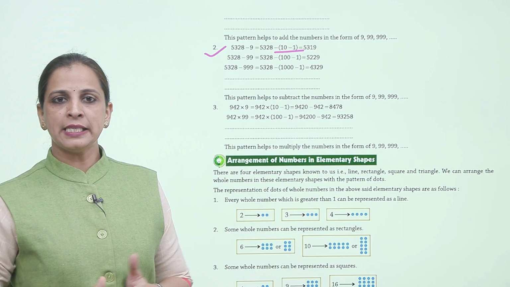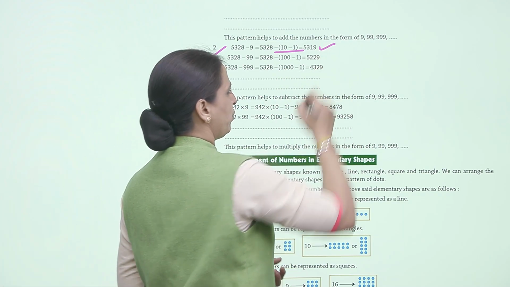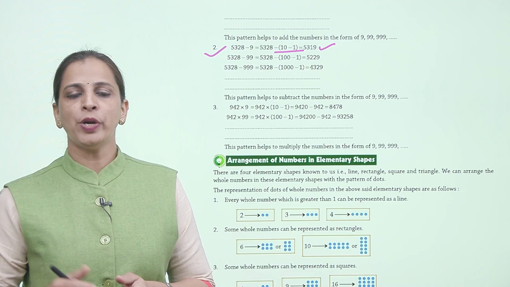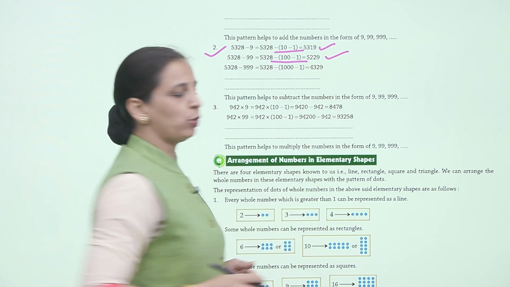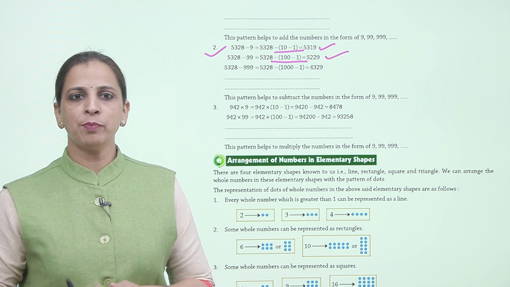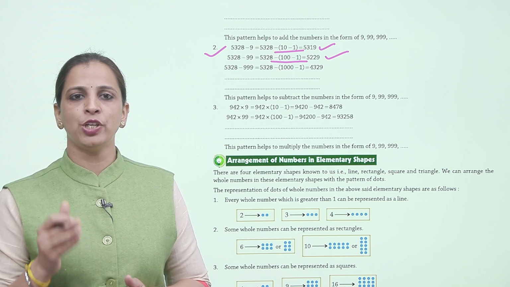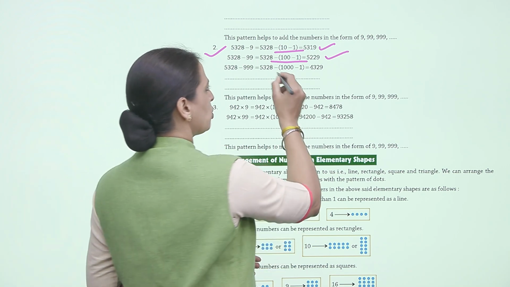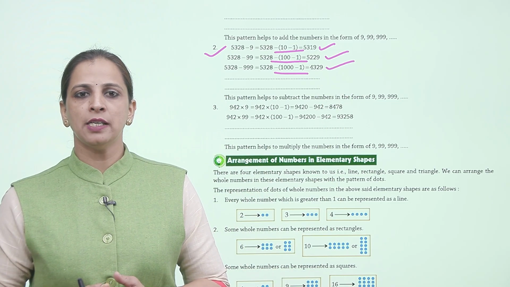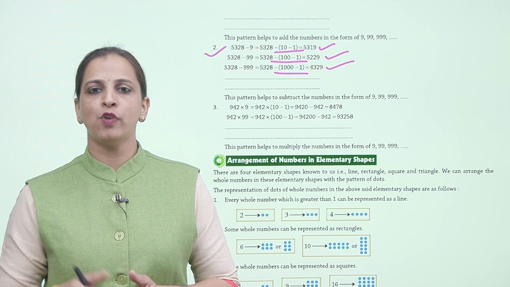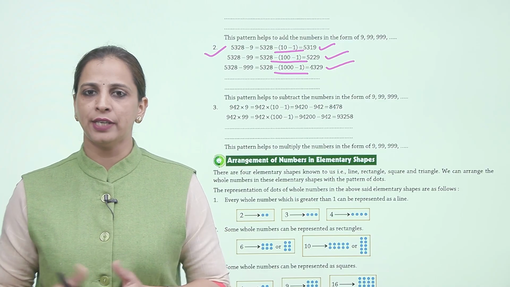तो 10 माइनस किया और 1 प्लस किया, दैट इज इक्वल्स टू 5319. 5328 minus 99 is 5328 minus 100 minus 1 is equals to 5229. 5328 minus 999 is 5328 minus 1000 minus 1 is equals to 4329. This pattern helps us to subtract the numbers in the form of 9, 99, 999, etc.